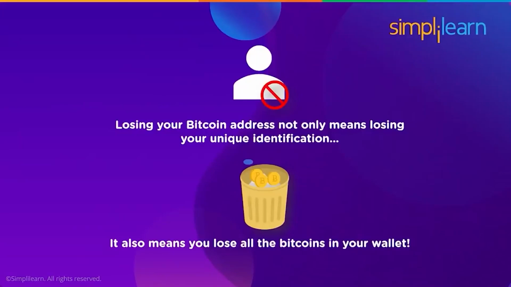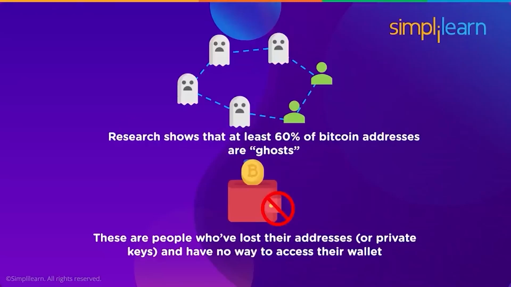Losing Bitcoins. Losing your Bitcoin address, which is also known as your private key, not only means losing your unique identification, it also means you lose all the Bitcoins in your wallet. Research shows that at least 60% of all Bitcoin addresses are ghosts, which means a huge chunk of the population that's using the Bitcoin network have lost their addresses. Now, these are the people who have lost their addresses and have no way to access their wallet.